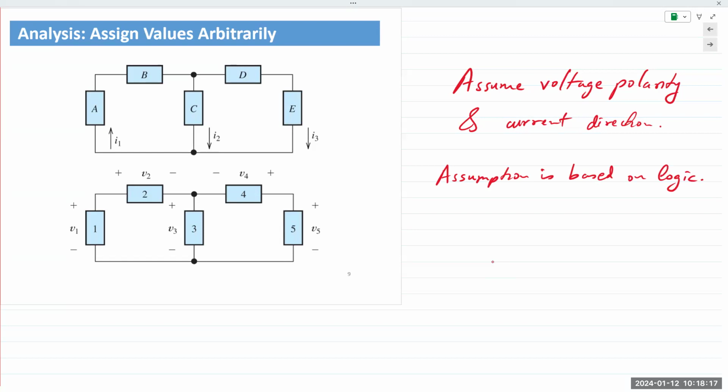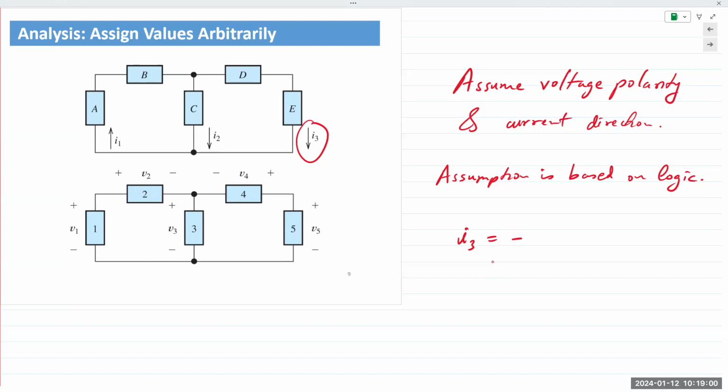Now, as long as you're consistent with your assumption for the entire problem, your answer will be correct. It may have a minus sign at the end, but that does not mean your answer is wrong. So if, let's say, we assign direction to I3 as going downwards, and it turns out that I3 has a minus sign at the end, it does not mean that your answer is incorrect. It simply means the current flow direction that you chose at the beginning of the problem is opposite. But if the numerical value matches up, you will get full credit.